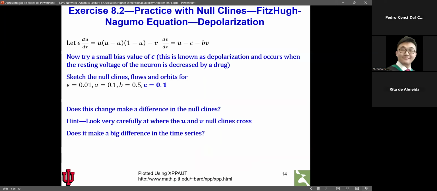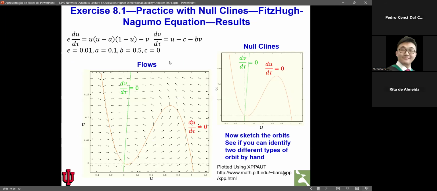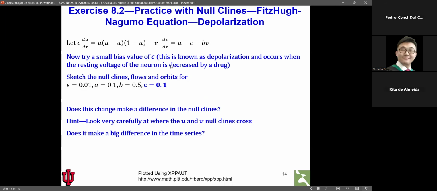The exercise 8.2, we have already done it, right? James said to do this, but I think we have already done it in the last class. And you have a different value of C here. It's different from the other one where C was 0. Now C is small, but 0.1.